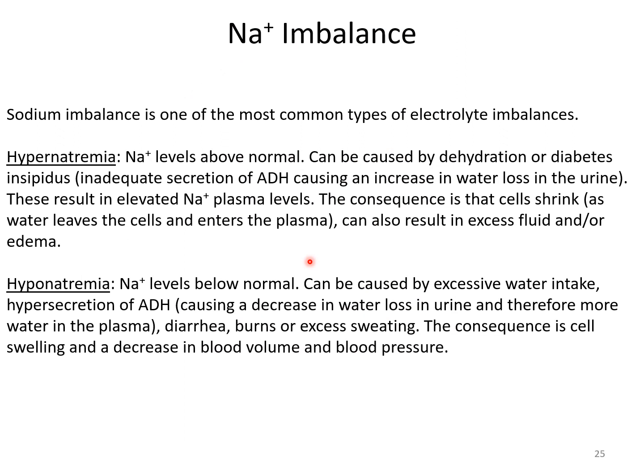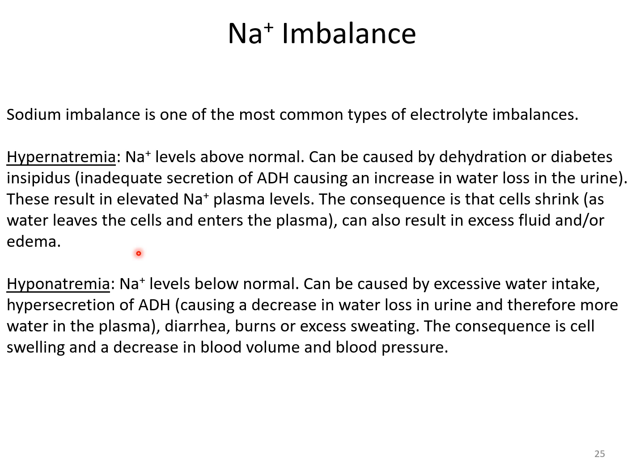Sodium imbalance is one of the most common types of electrolyte imbalances that you find. Hypernatremia is where it gets too concentrated in the blood. Hyponatremia is where it gets too dilute in the blood. So with hypernatremia, your sodium levels are above normal. It can be caused by dehydration or diabetes insipidus.